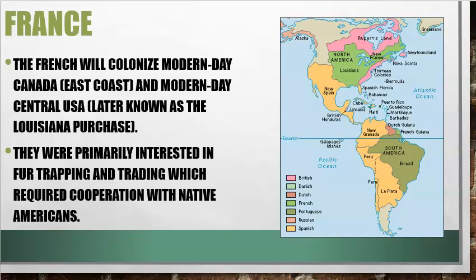So they were mostly interested in fur trapping and trading. So they cooperated with the natives in the areas they were in a lot of the time. There were very small numbers of French people there, and they were mainly there to live among the natives, trap animals, and bring the furs back. That's pretty much all the French were there for. And you can see them on the map kind of right here, this green area.